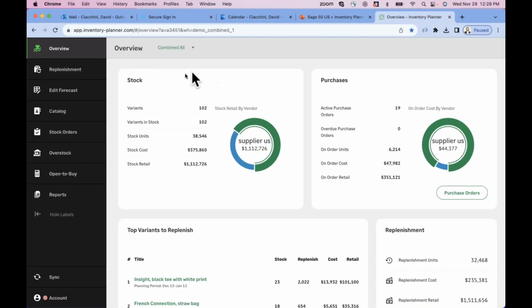So let's do that. And Mike, before I carry on, I want to confirm again. Can you see my screen? It should be the Inventory Planner user interface. Yes. Okay. All right, so a couple of things before I get ahead of myself.